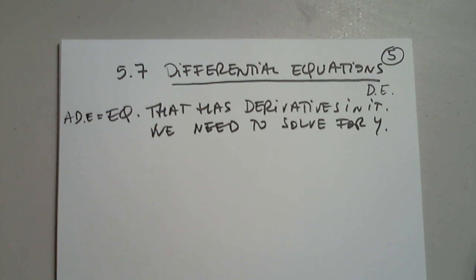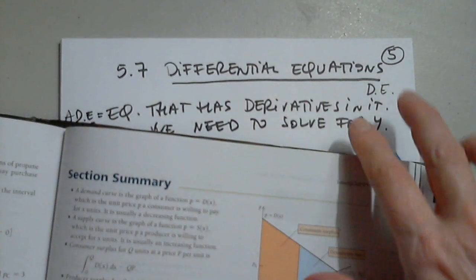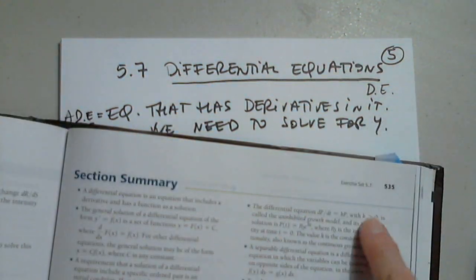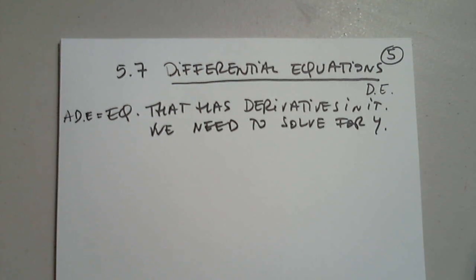Where is my page? Okay, here it is. I have the book here. I just need the page for 5.7. Okay, so 535. So where's my keyboard? 535. Okay, so find the general solution and the particular solution for the given initial condition.